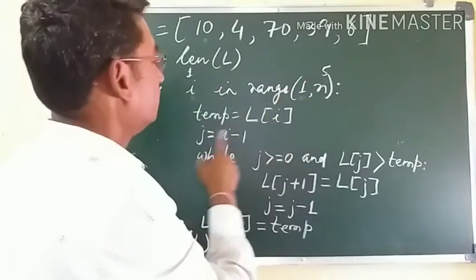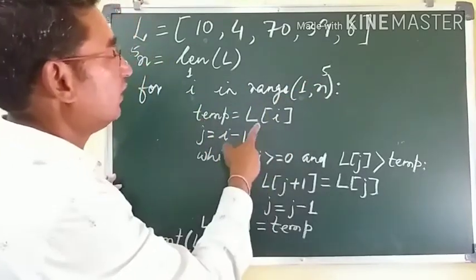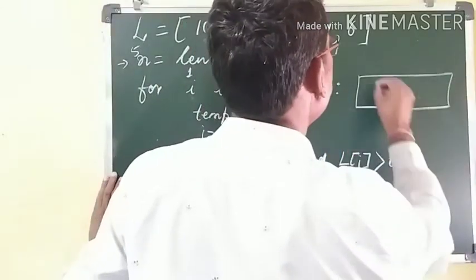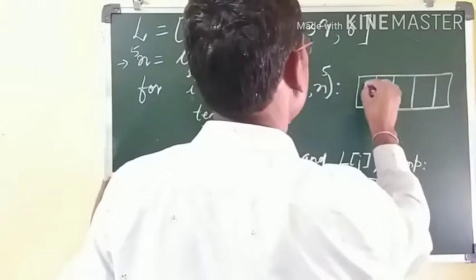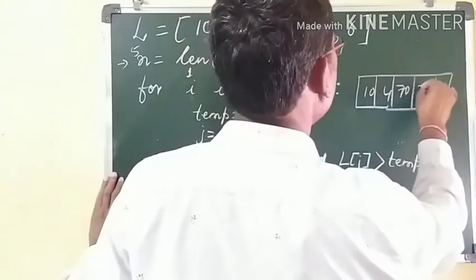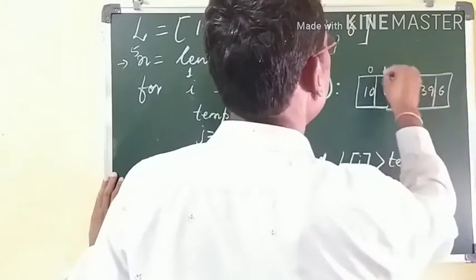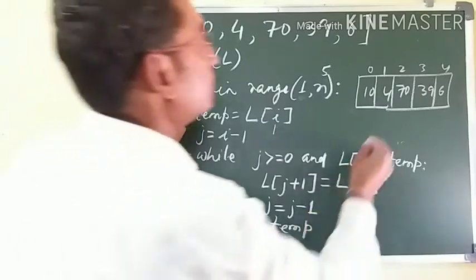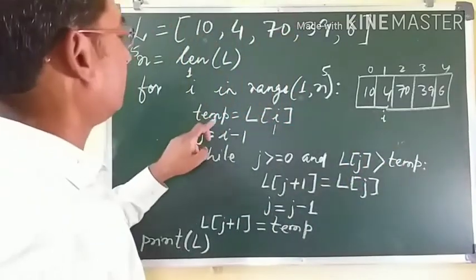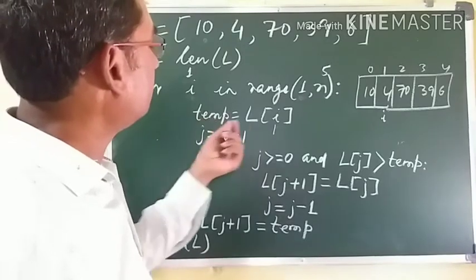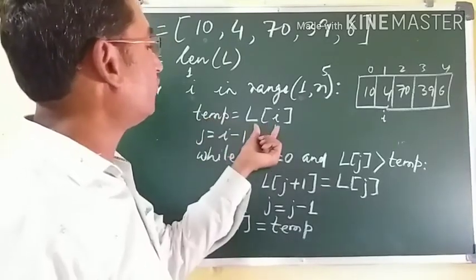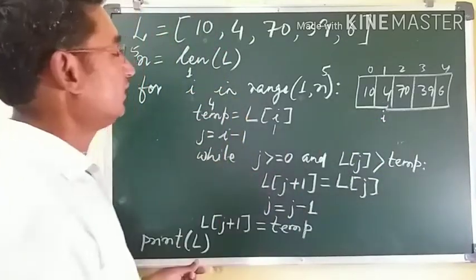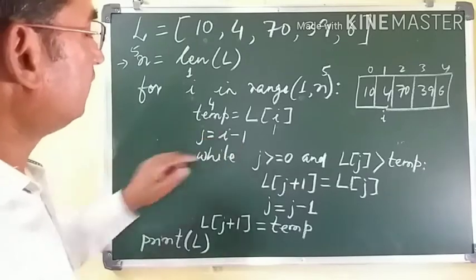If this condition is true, then you have to assign L of i. The value of i is 1. Suppose I am writing this example here: 10, 4, 70, 39 and 6, with indices 0, 1, 2, 3, 4. This is the list here. L of i means L of 1 is 4. In this temp you are assigning the value 4 here. j equals i minus 1. i is 1 here.